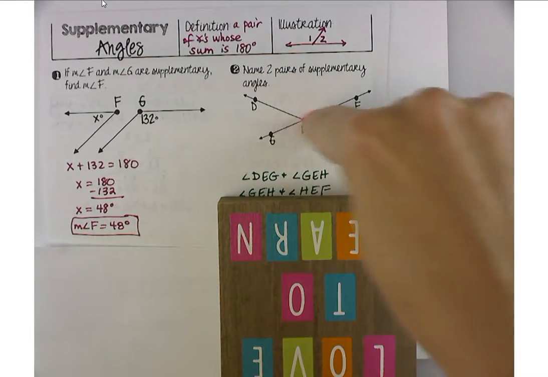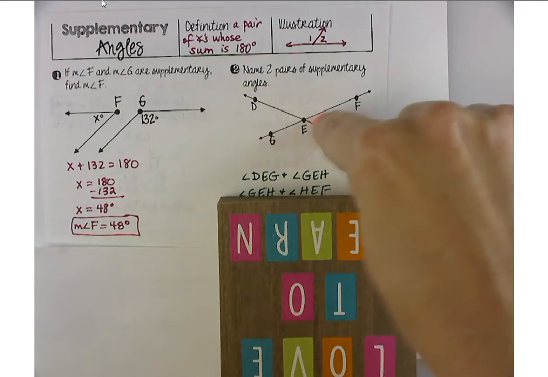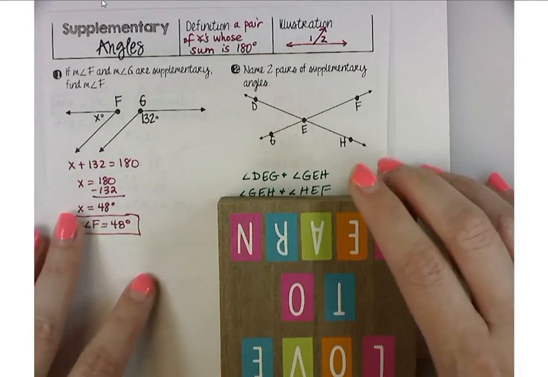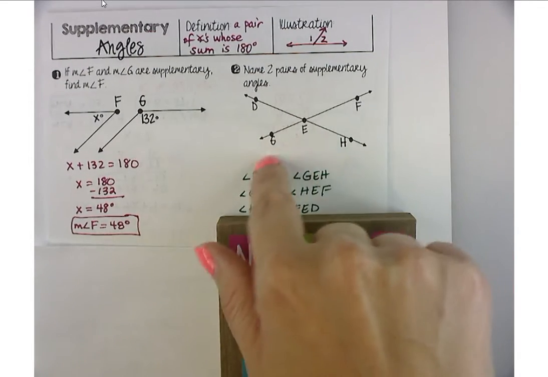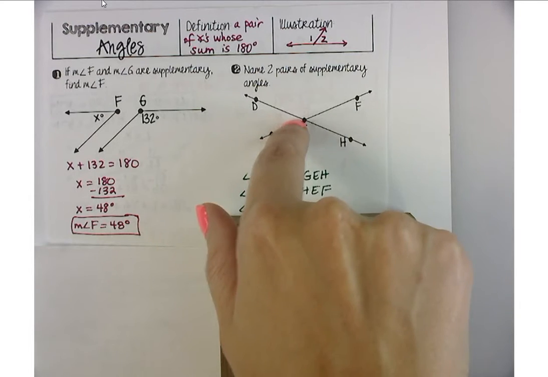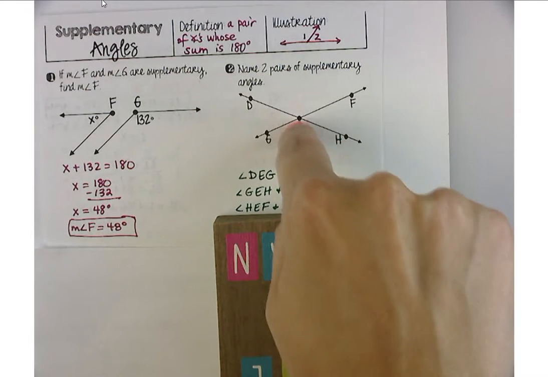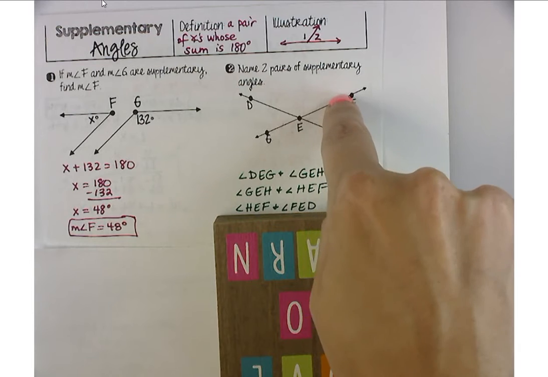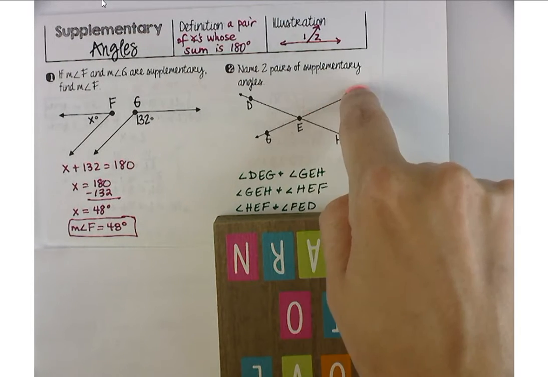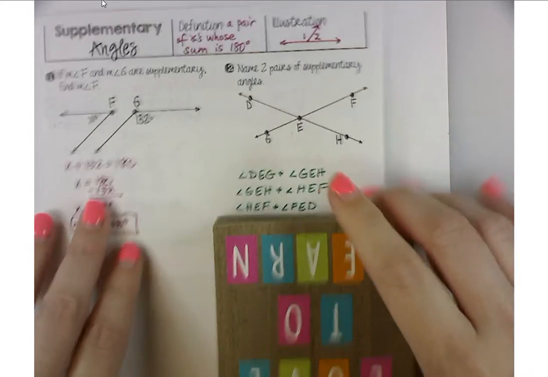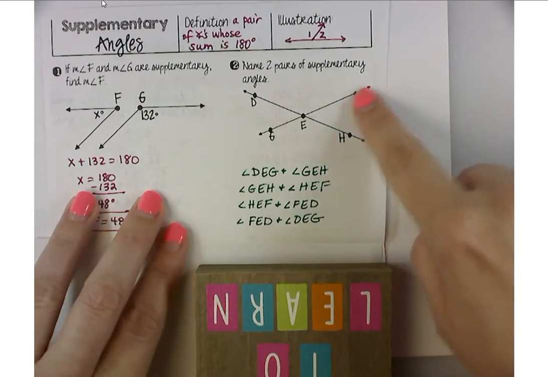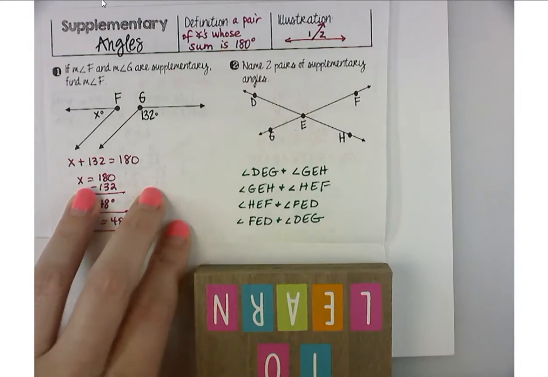You could also have GEH. So DEG and GEH would be a pair of supplementary angles. I just went right around counterclockwise. So you could also have GEH and HEF. Okay, you could have HEF and FED. Notice that when I'm going on those lines, do I even have to pick my finger up and jump over anything? No, because they're right next to each other. And then your FED and DEG is going to be your last pair.